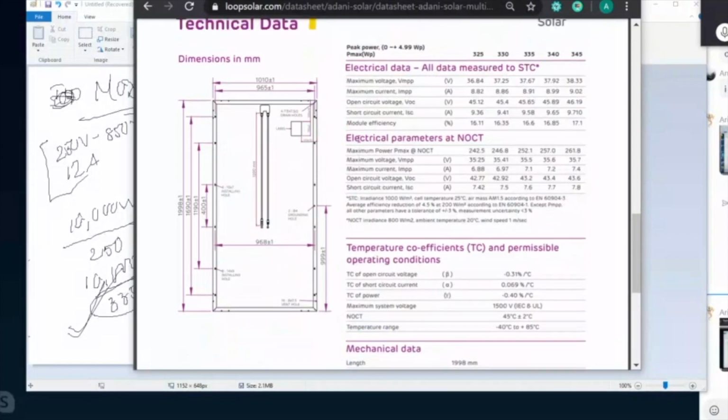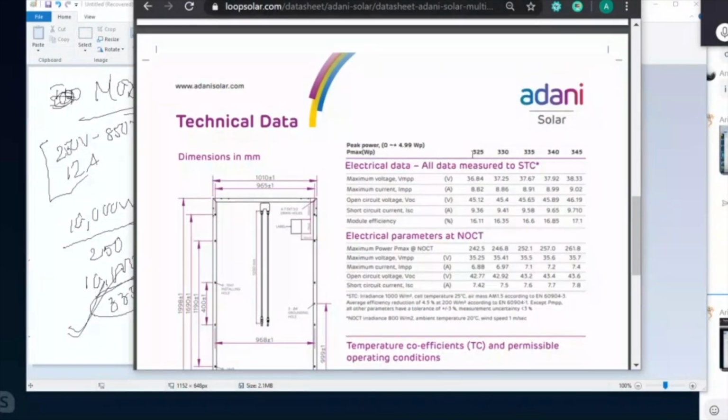Now I am showing you what I have told is 325. Adani is not making 300 to 320. They are starting from 325 to 345. So the data sheet of a particular range would be the same. 325 to 345 is the data sheet. Right? This is the data sheet of the 325 watt peak to 345 watt peak Adani module. Now what are the basic things we need to write down?